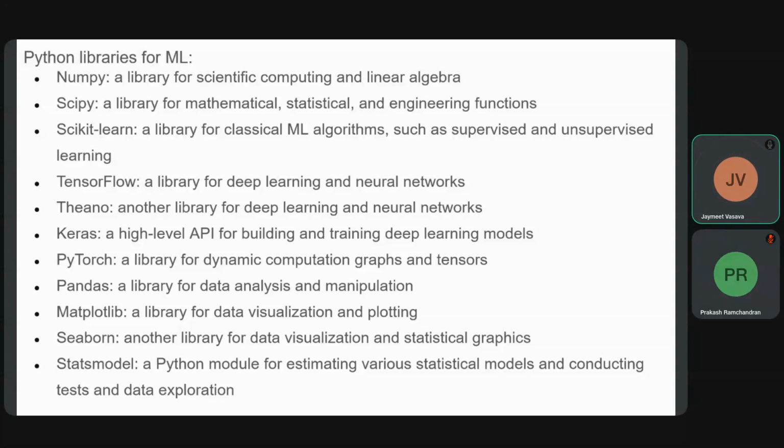Theano, another library similar to TensorFlow. Then comes Keras, a high-level API for building and training deep learning models. PyTorch, a library for dynamic computation graphs and tensors. Pandas, which is written on top of NumPy. So it adds additional functionalities to NumPy, and where the limitations of NumPy are, Pandas starts from there and helps us achieve more functionality in Python.